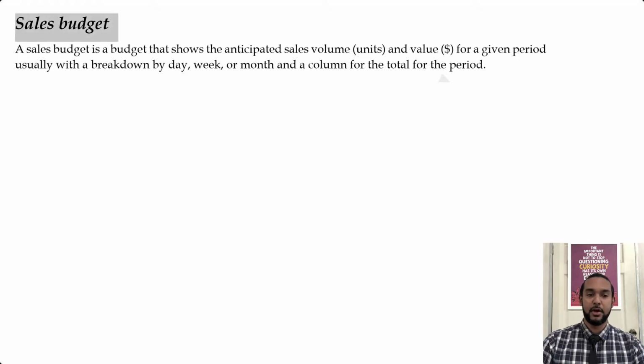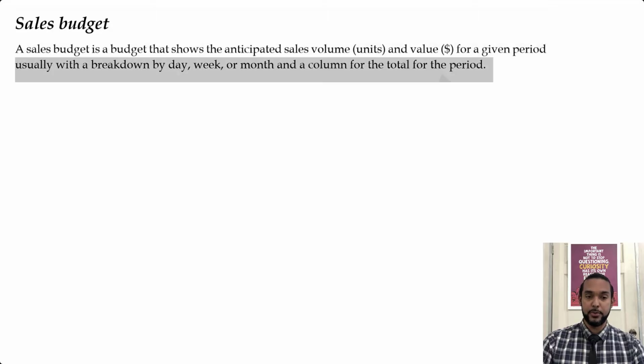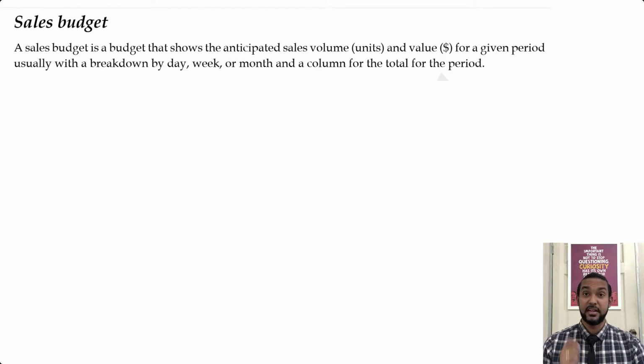So we're taking a look at how to prepare a sales budget. A sales budget is a budget that shows the anticipated sales volume, the number of units, and value, the dollar amount, for a given period, usually with a breakdown by day, week, or month, and a column for the total for the period. Now this total column is optional. I choose to put it because that is how I was taught to do it. Whether or not you should put it should be decided by the format given to you in your exam, or by the instructions from your teacher for any assignments. Let's take a look at the example.